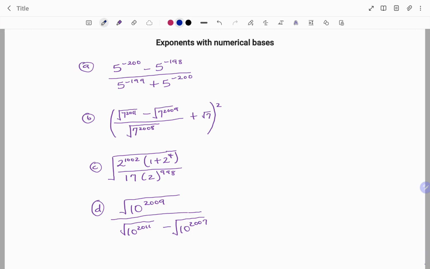In this video, I'm going to be solving the following exponents with numerical bases without the use of a calculator.